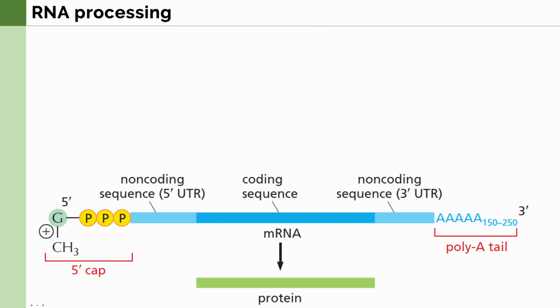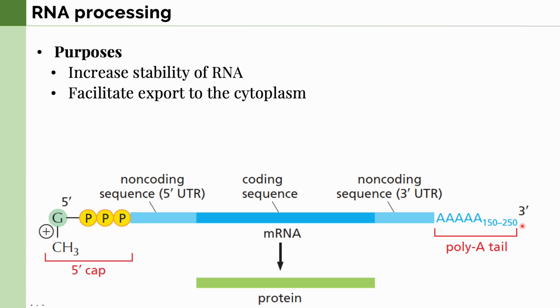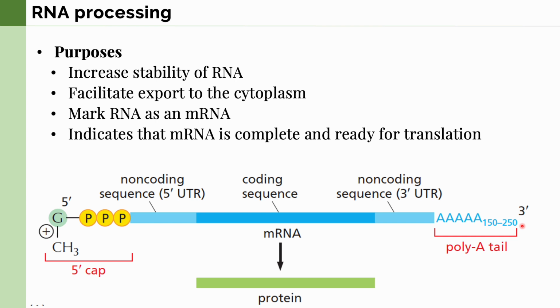These 2 processes are necessary for the mRNA because they serve very important purposes. First and foremost, they increase the stability of our RNA. RNA in general is highly prone to damage. So our 2 structures, the 5' cap and the poly-A tail, help prevent damage to the ends of our mRNA. Next, they facilitate export into the cytoplasm. They can also mark RNA as mRNA, and they indicate that mRNA is complete and ready for translation. Without these two structures, mRNA cannot be translated.